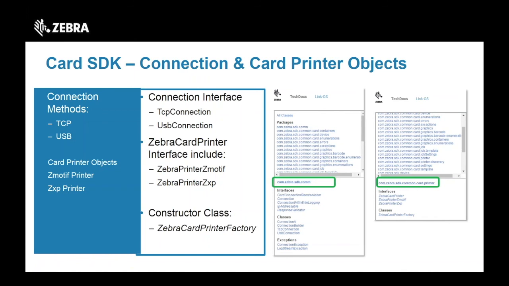When you do the connection, it is through interface mode, so you use an interface to do either TCP or USB. Also, you use an interface to select the right object, so it could be Zebra Printer C-motif or Zebra Printer CSP. Also, you have a constructor class that basically is the Zebra Card Printer Factory that will put all of the features of the printer into your application. To identify what is the library or package that you need to choose for communication, you need to go to zebra.sdk.com for the communication portion of it. And for the card printer objects, you need to go to zebra.sdk.common card printer.